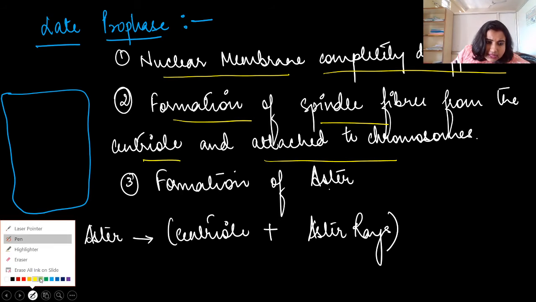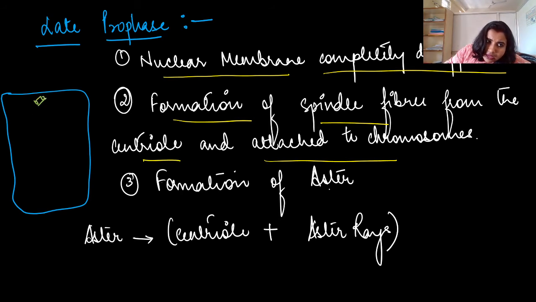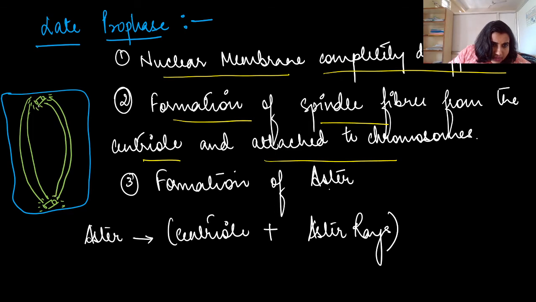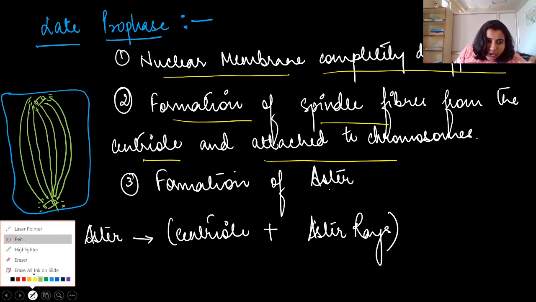Let me draw the centriole here. This is one centriole and one centriole which already moved in early prophase. Now this centriole will form certain sort of thread-like structures, right? So these thread-like structures will be attached to the chromosome. You can see these are the thread-like structures. Clear? And these thread-like structures are formed from the centriole and it is attached to your chromosome.